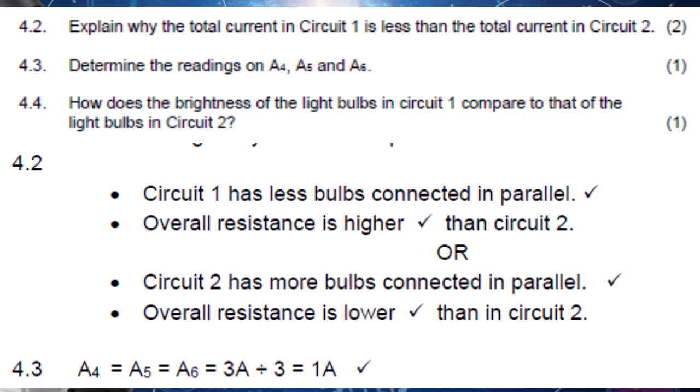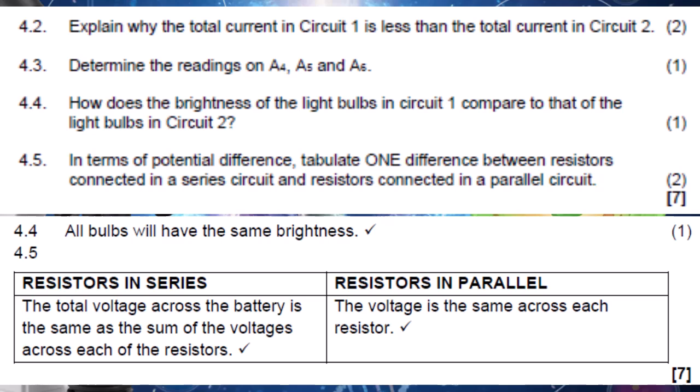Right. And Q4.4 asks about the brightness of the bulbs in circuit 2. How do they compare? Well, we know they're identical bulbs. And we know from Q4.1 that they all get the same voltage because they're in parallel. And from Q4.3, they also get the same current, 1A each. Right. Brightness depends on power. Power equals voltage times current. Since both V and I are the same for each bulb, their power output and therefore their brightness will be exactly the same, all equally bright.